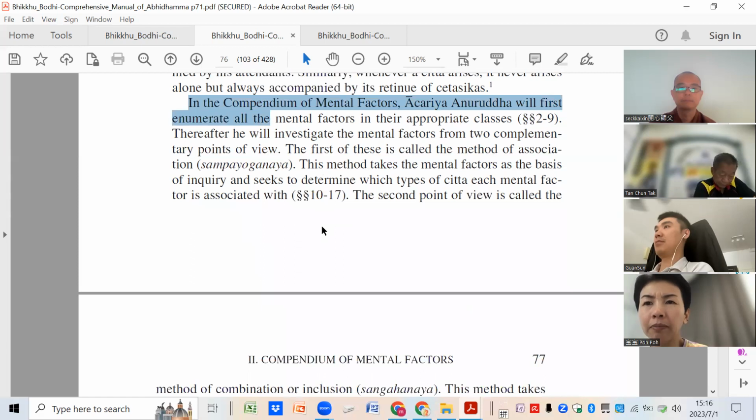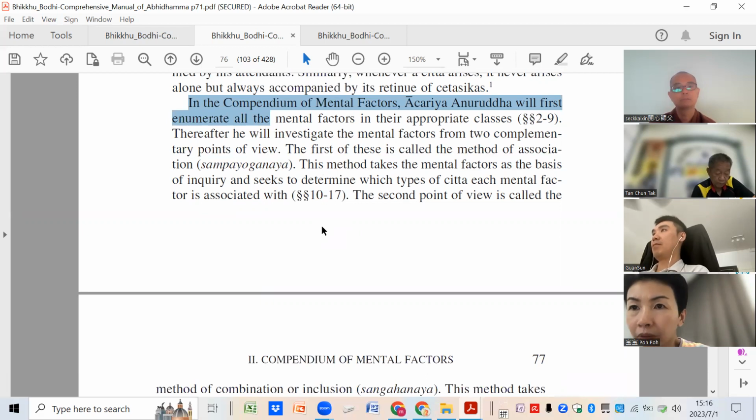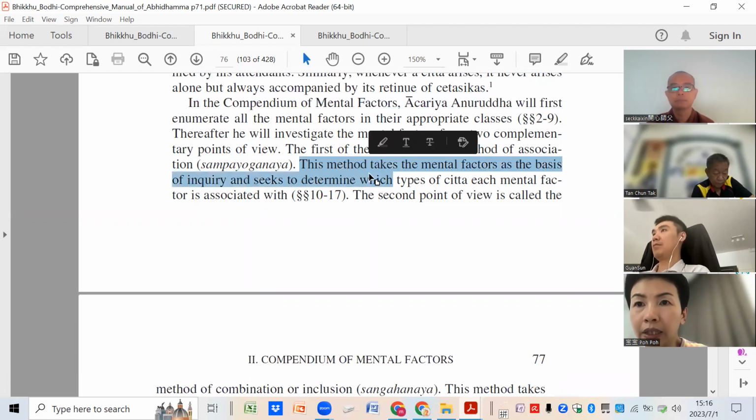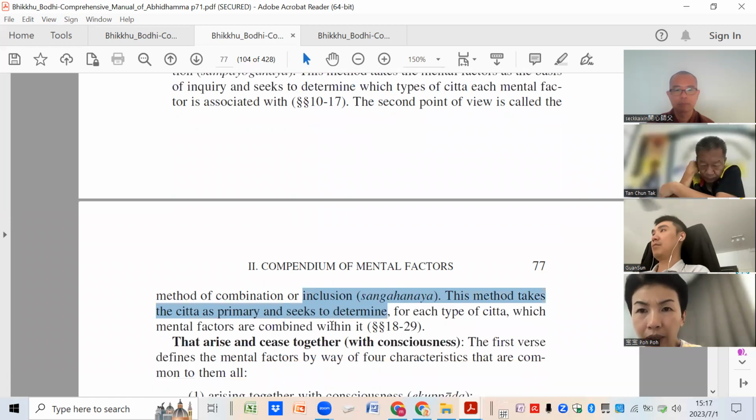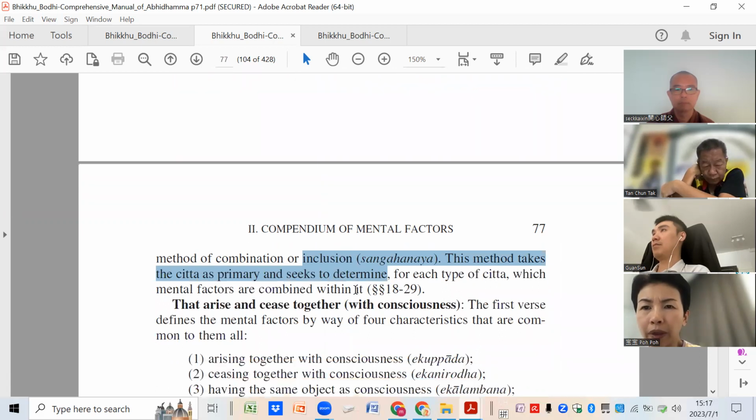In the compendium of mental factors, Acharya Anuruddha will first enumerate all the mental factors in their appropriate classes. Thereafter, he will investigate the mental factors from two complementary points of view. The first is called the method of association. This method takes the mental factors as the basis of inquiry and seeks to determine which types of citta each mental factor is associated with. The second point of view is called the method of combination or inclusion. This method takes the citta as primary and seeks to determine for each type of citta which mental factors are combined within.